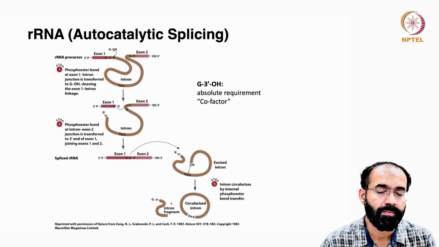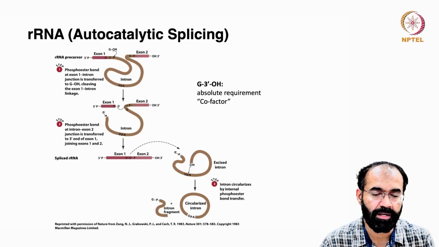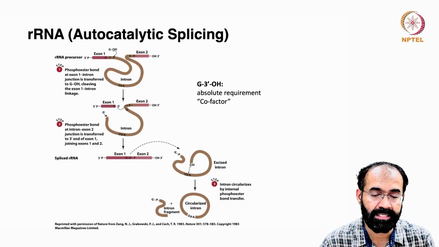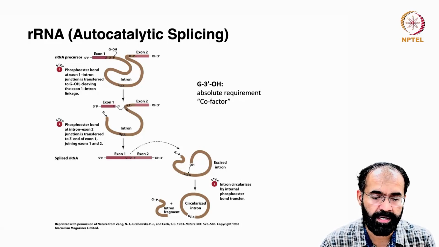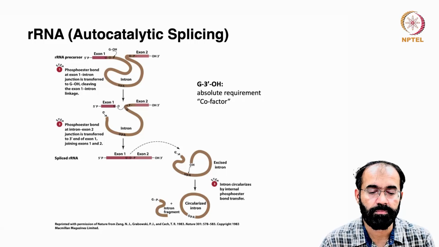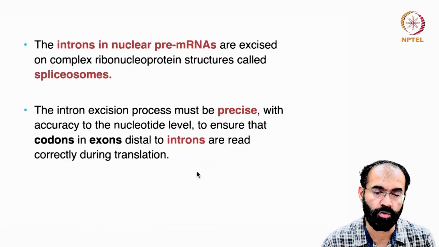And then, as you saw in the case of group 1 intron, the 3' end of exon 1 participates in the second transesterification reaction, and you end up getting a fused exon 1, exon 2, and the intron is released. The intron later circularizes by the formation of a phosphodiester bond, and this will be cleaved off. So this is the post processing of the released intron.